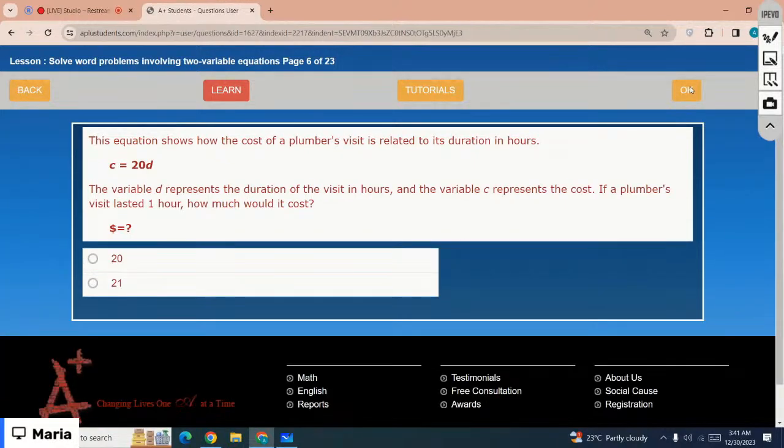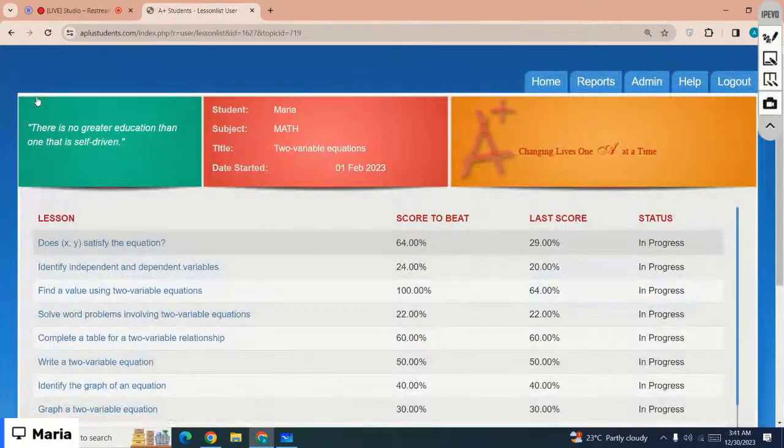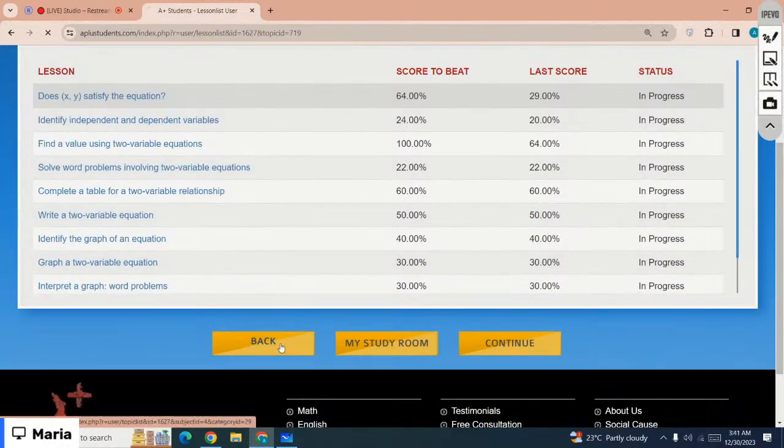So we were working on grade 7 math. The chapter we were working on is two variable equations, and the lessons we have covered today are: does xy satisfy the equation, identify independent variables, find a value using two variable equations, and the one we just did, solve word problems involving two variable equations, right? So please make sure before the next session you complete all the practice questions for the lessons we just did.